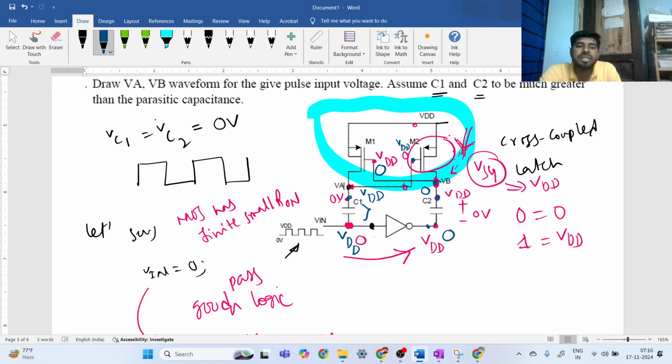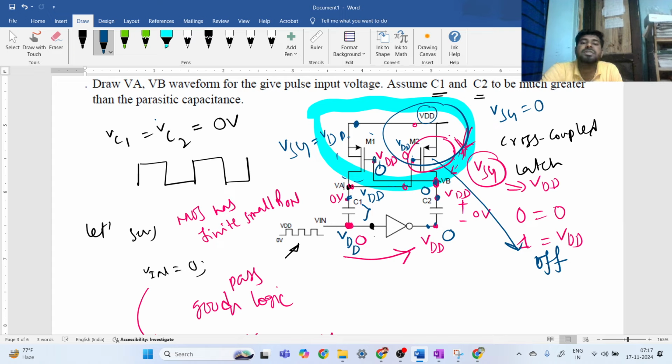So if this is VDD, this M2 MOSFET is now off because VSG becomes 0, because this is VDD and this is also VDD. So M2 is turned off. And this M1 is turned on because the VS is VDD and VG is 0, so it gets a sufficient VSG of VDD.